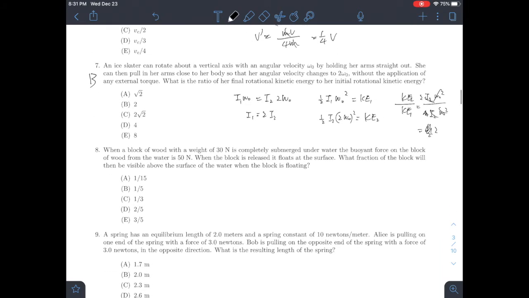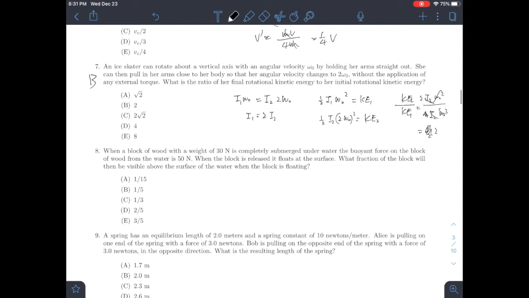When a block of wood with weight 30 newtons is completely submerged underwater, the buoyant force on the block of wood from the water is 50 newtons. When the block is released, it floats at the surface. What fraction of the block will be visible above the surface of the water when the block is floating?